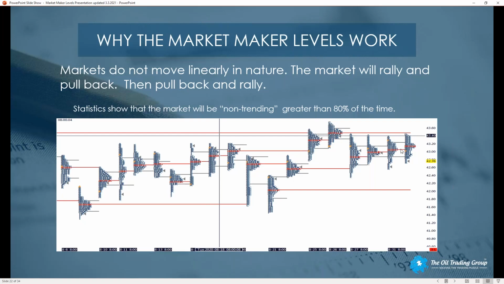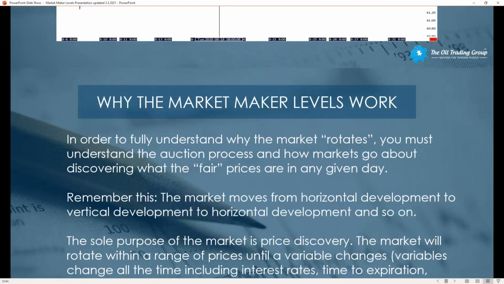And there's zero trend that is going on here, right? There's no trend in this market in about one trading month. It's selling off, it's rallying. It's selling off, it's rallying, right? And so these levels work because they are measuring those rotations.